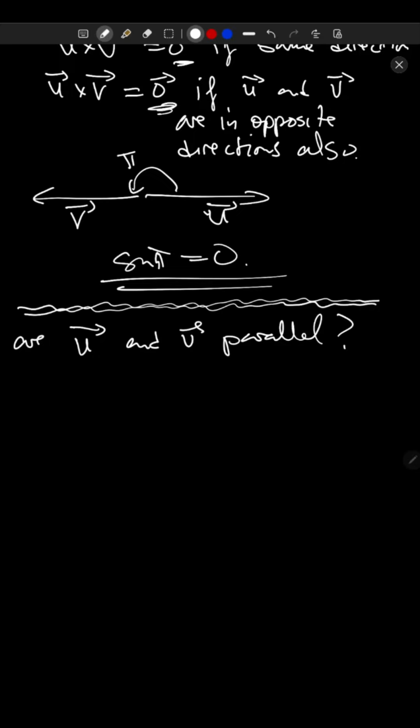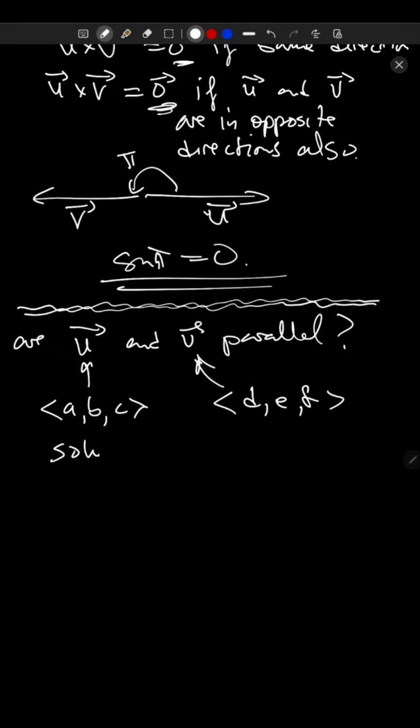That's actually just a simple question of algebra, right? If u is, let's say, a, b, c, and v is d, e, f, are they parallel? Well, for them to be parallel, one has to be either a stretching or a shrinking of the other, right? So in other words, if they're parallel, then you would be able to solve a times something.